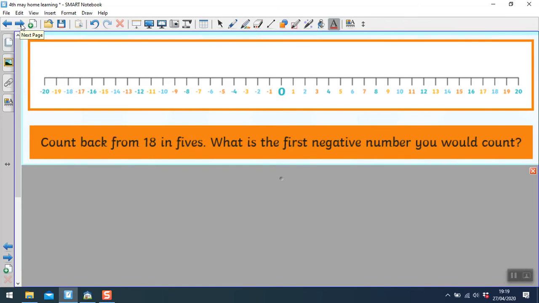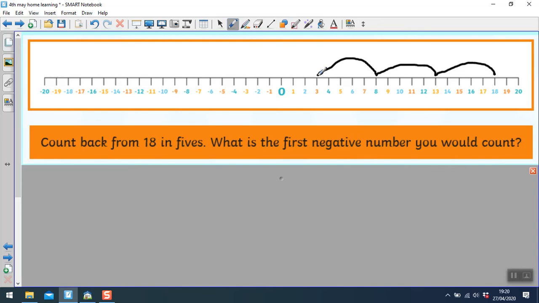Count back from 18 in fives. What is the first negative number you would count? So here's 18. Put a little mark. Got to count back from 18 in fives. So 18 take away 5 is 13. 13 take away 5 is 8. 8 take away 5 is 3.